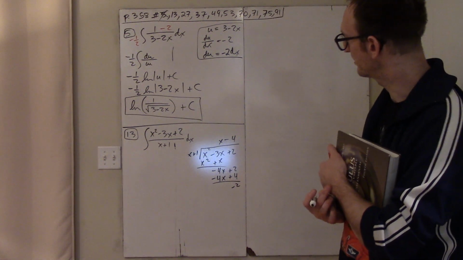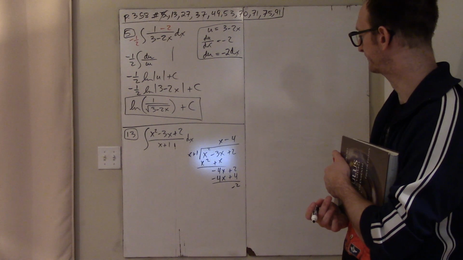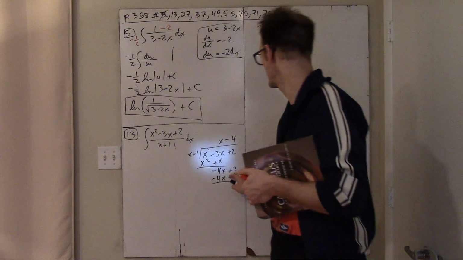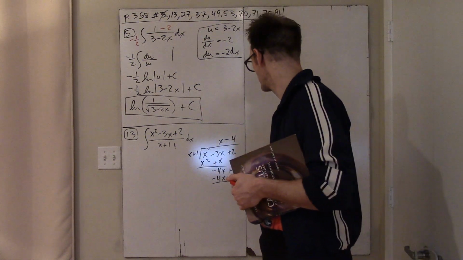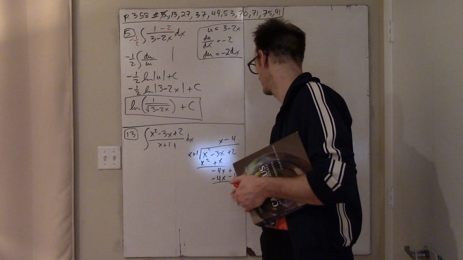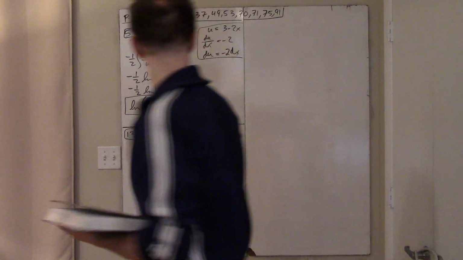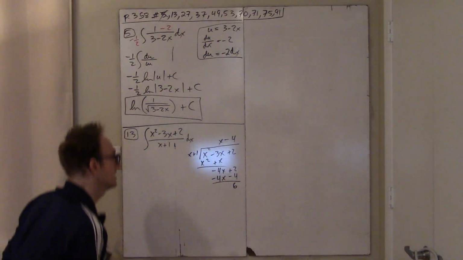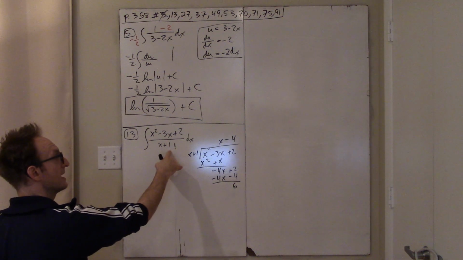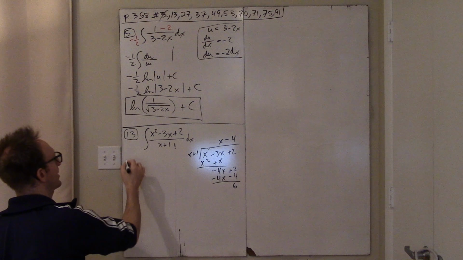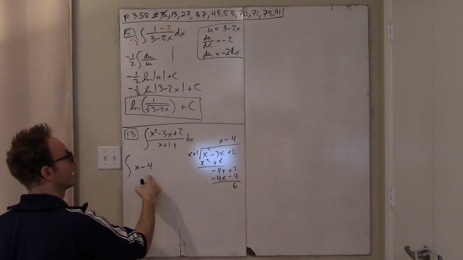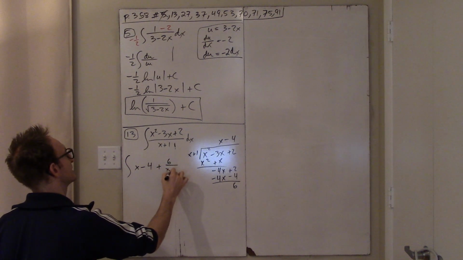Let me double check that. Oh no, negative 4x minus 4, I meant to say. So 2 minus negative 4 will give me 6. Okay, so if I did that correctly, I hope I did. What did I just learn? I just learned that this expression x squared minus 3x plus 2 over x plus 1 is really x minus 4 plus 6 over x plus 1.